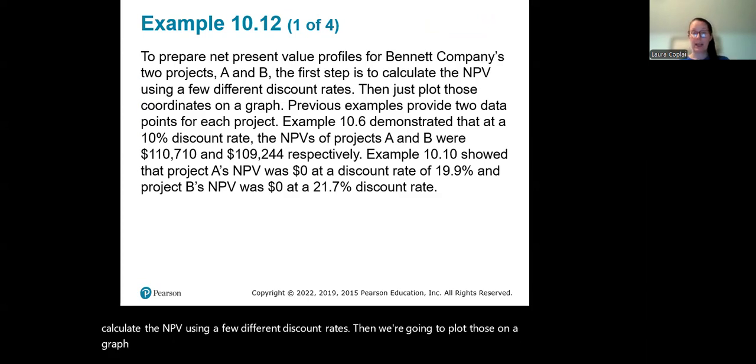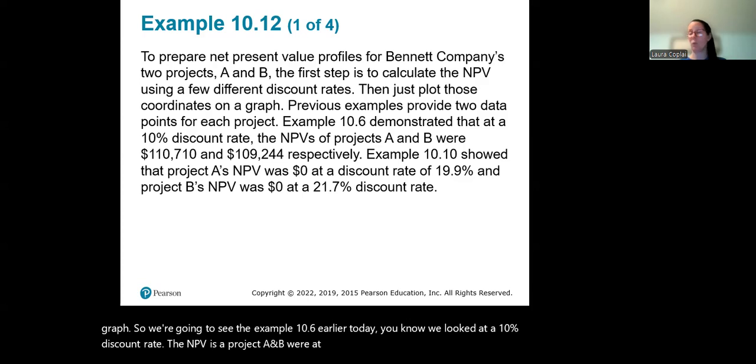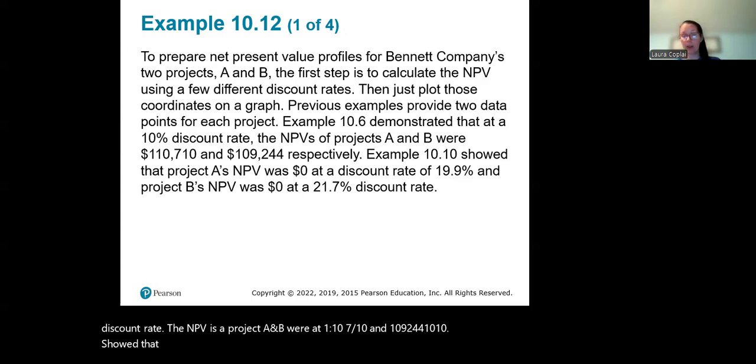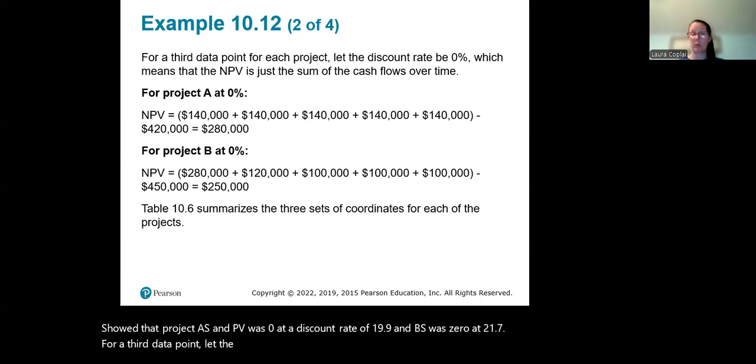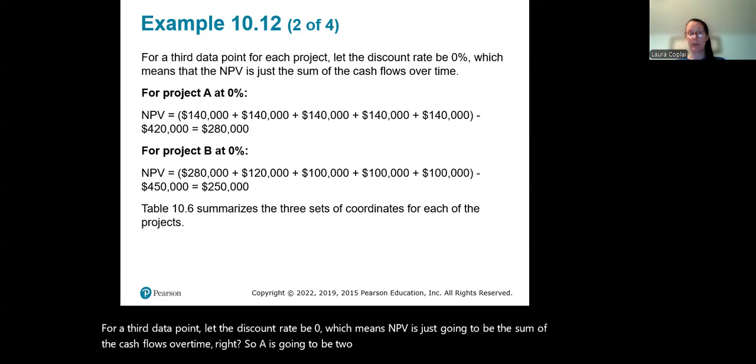So we're going to see that example 10.6 from earlier today. We looked at a 10% discount rate. The NPVs of projects A and B were 110,710 and 109,244. Example 10.10 showed that project A's NPV was 0 at a discount rate of 19.9% and B's was 0 at 21.7%. So for a third data point, let the discount rate be 0, which means the NPV is just going to be the sum of the cash flows over time, right? So A is going to be 280, B is going to be 250.